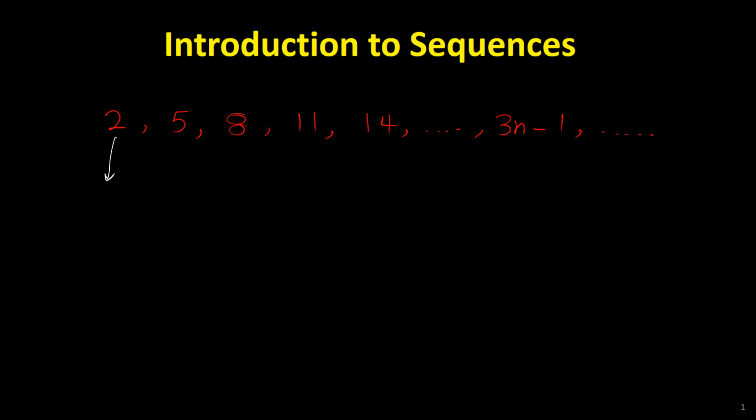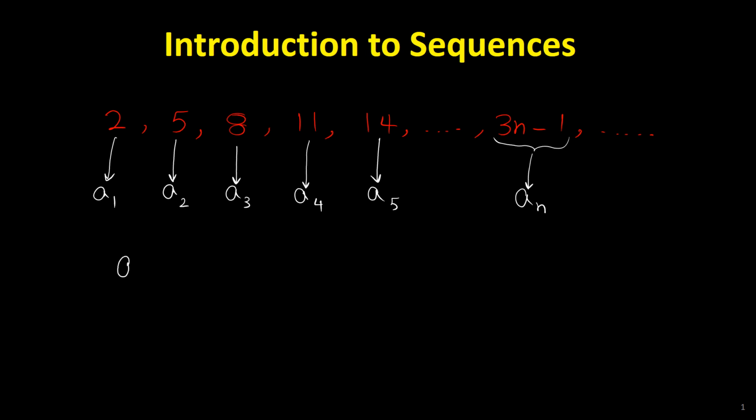2 is the first element of this sequence, and we show the first element with a sub 1. 5 is the second element of this sequence. 8 is the third term. 11 is the fourth term or fourth element. 14 is the fifth term. And 3n-1 is the nth term or general term of this sequence.